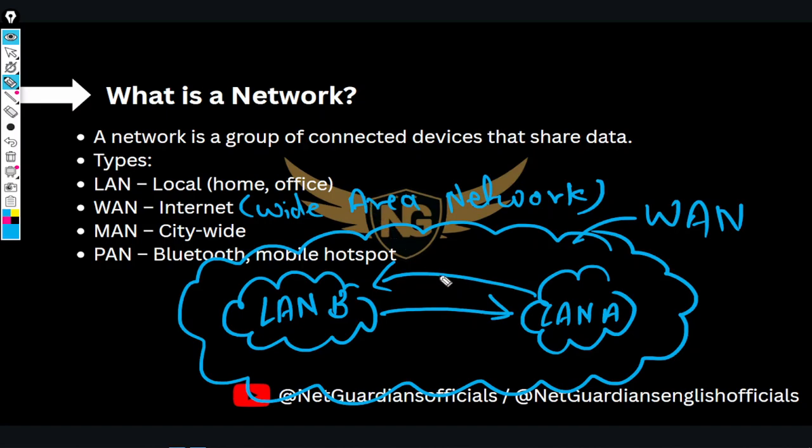Now it's not necessary to have only two, but it's compulsory that there is no single LAN. You can have 2, 3, 4, 5, 6 and n number of LANs in your WAN. Hope you all got that.